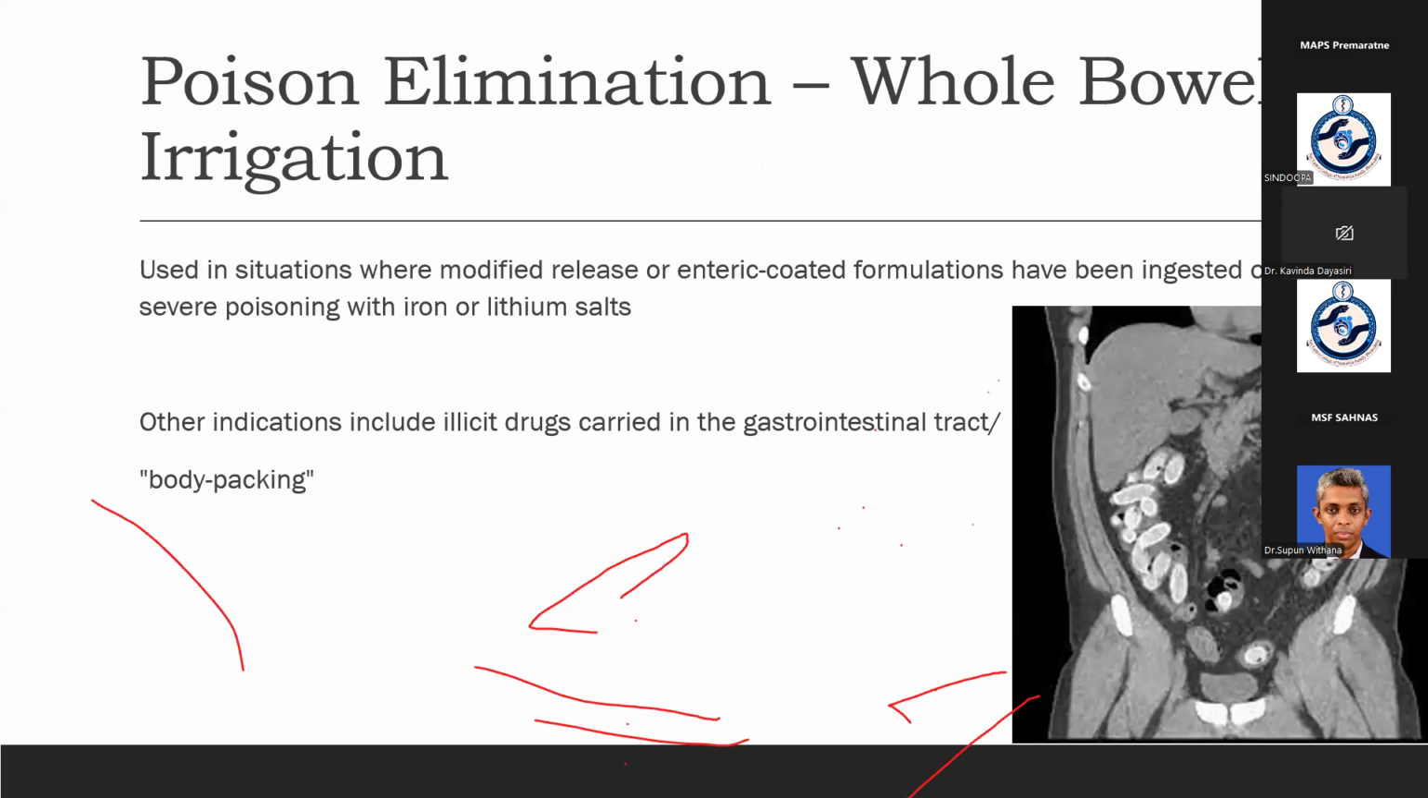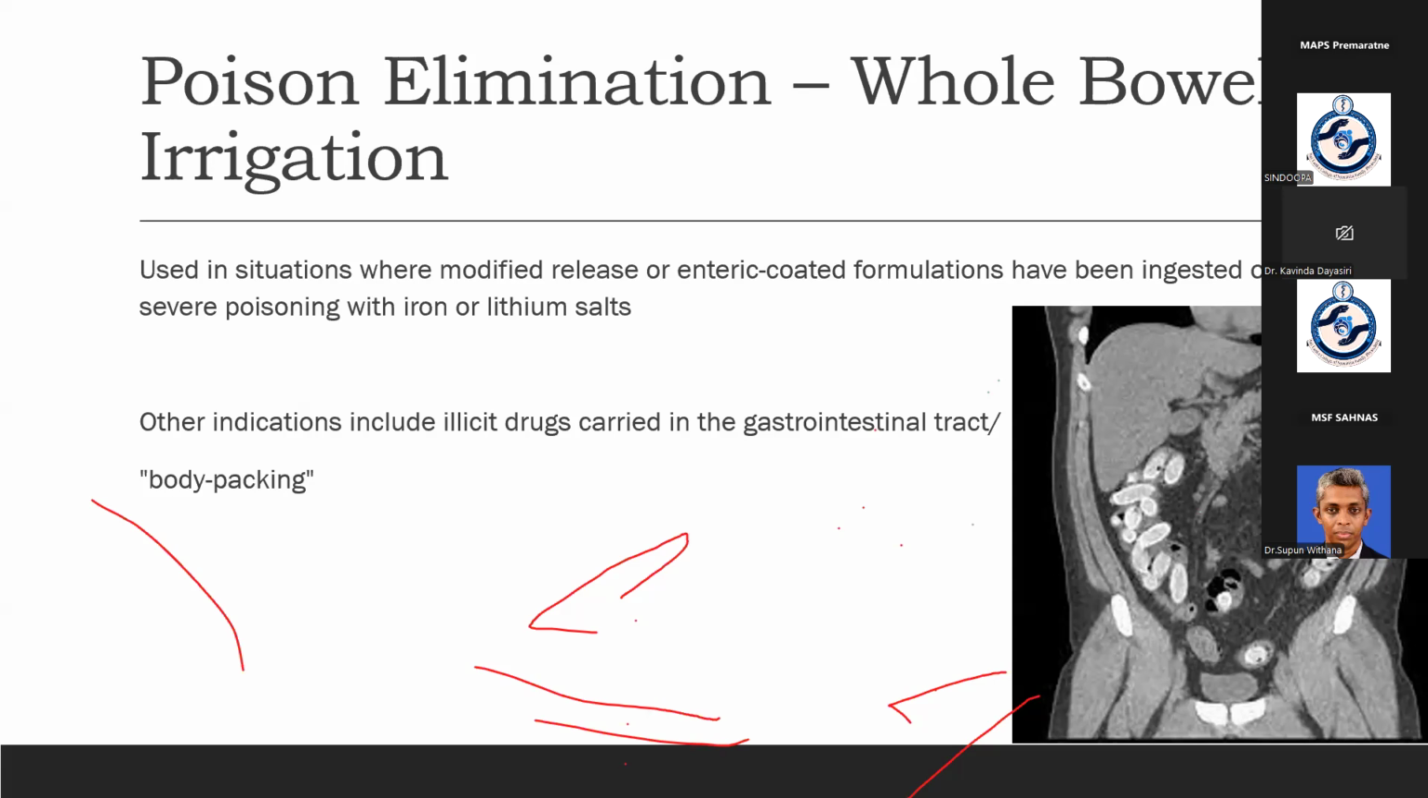And sometimes there is a place for whole bowel irrigation as well. It's not commonly practiced. Indications include a child presenting with a severe overdose of iron or lithium, where lavage may not be enough. And at the time of absorption is somewhat later, so some of the tablets can go further into the GI tract, so just lavage may not be effective. So for such children you can do whole bowel irrigation.